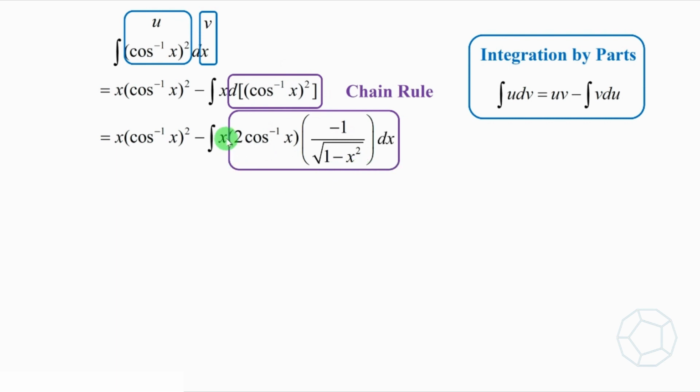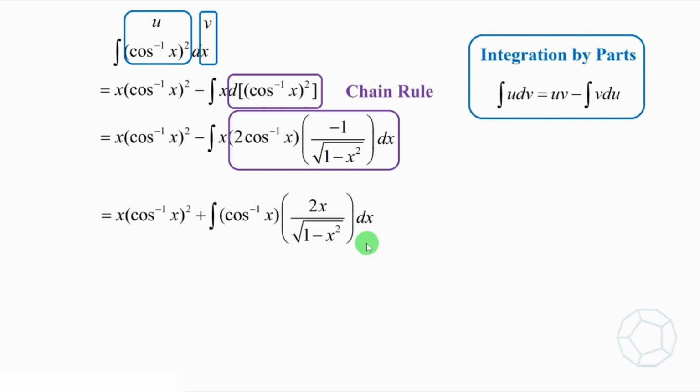Let's write the integrand in another way. We put arc cosine x in the front, and the rest of the terms are put together at the back. So it is 2x over the square root of 1 minus x squared. Why do we have to do it in this way?